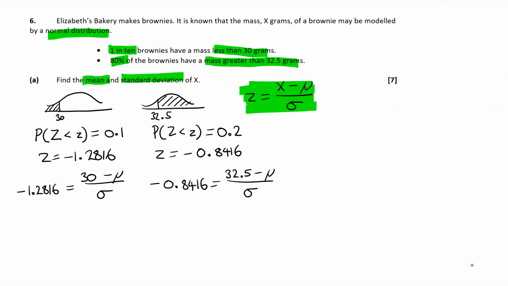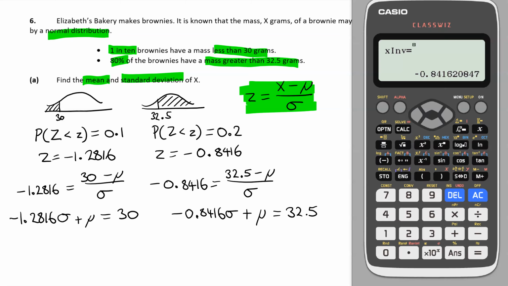With a little bit of rearranging, what I'm going to do is times both sides by sigma for both of these equations and add mu. So when I do that, I get minus 1.2816 times sigma plus mu equals 30. And I also get minus 0.8416 times sigma plus mu equals 32.5. So we've got two equations with two unknowns, so we are going to solve them simultaneously.